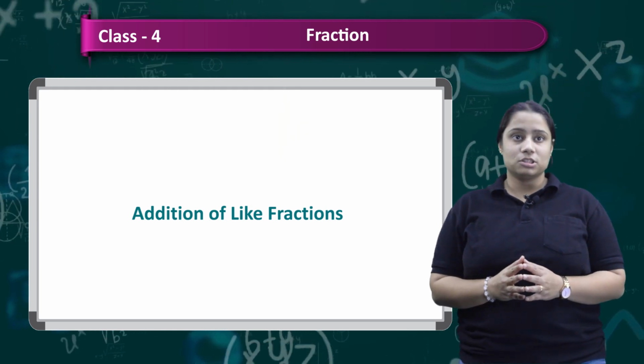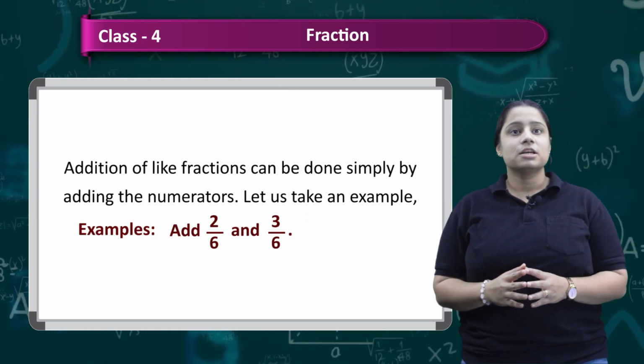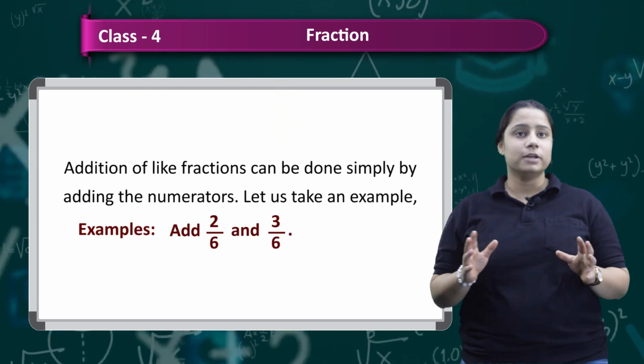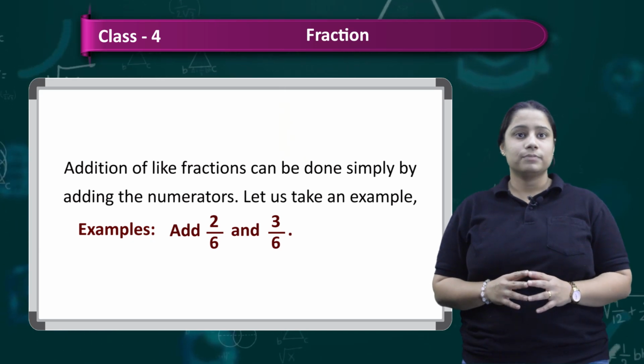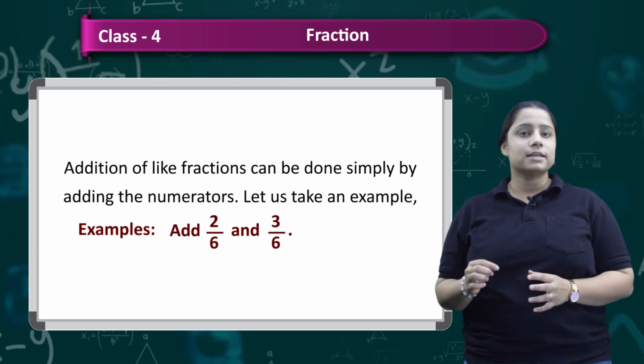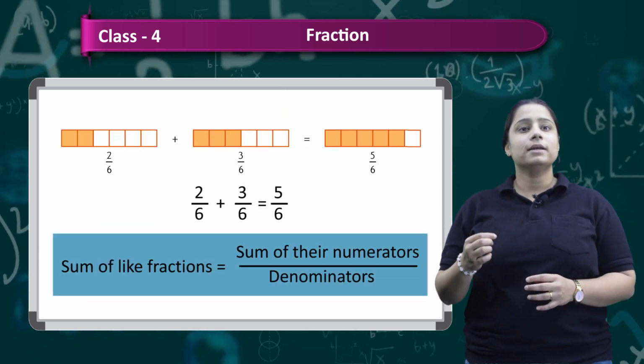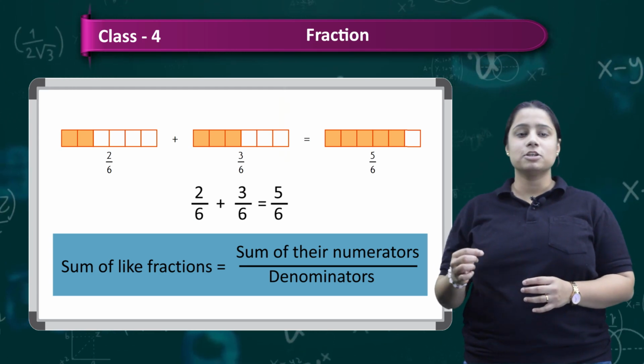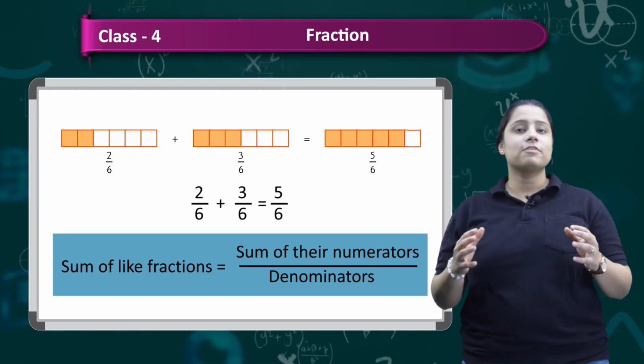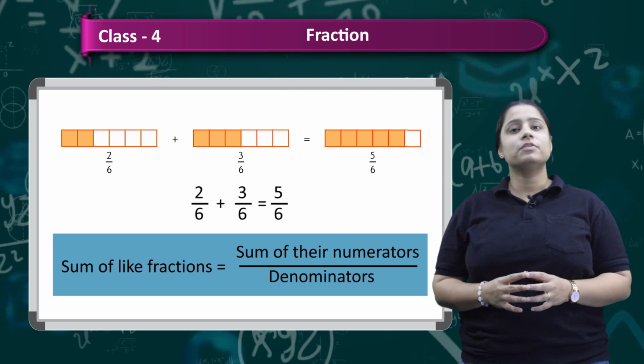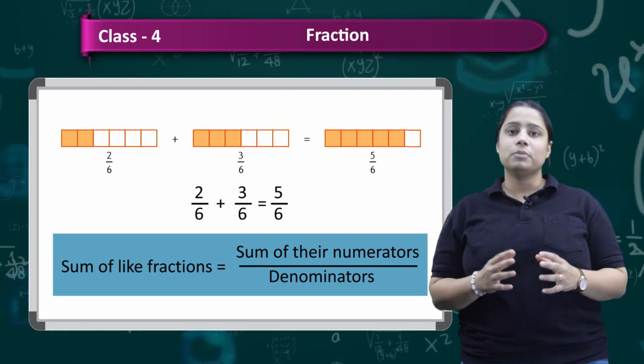Addition of like fractions. Addition of like fractions can be done simply by adding the numerators. Let us take an example. Example, add 2 by 6 and 3 by 6. 2 by 6 plus 3 by 6 is equals to 5 by 6. Sum of like fractions is equals to sum of their numerators upon denominators.